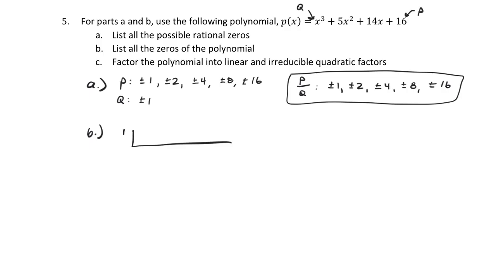So if we start with positive 1, see if that works. So remember, this 1 drops down, multiply 1 times 1 is 1, and you add these together, so that makes 6. 1 times 6 is 6, 14 plus 6 is 20, 1 times 20 is 20, so it doesn't look like positive 1 works. So we can try negative 1. Okay, doesn't look like negative 1 works.